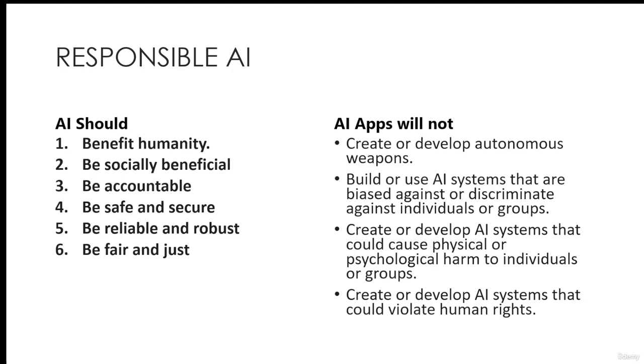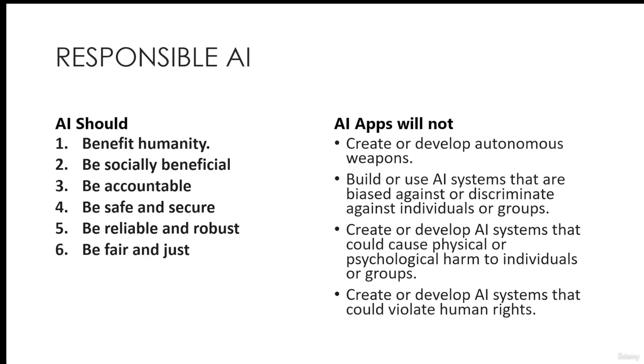And the next one is be safe and secure. So AI should be developed and used in a way that is safe and secure. This includes protecting against bias and discrimination and preventing AI from being used to harm people. And the next one is be reliable and robust. AI should be developed and used in a way that is reliable and robust. This includes the ability to withstand unexpected results and being able to correct mistakes.